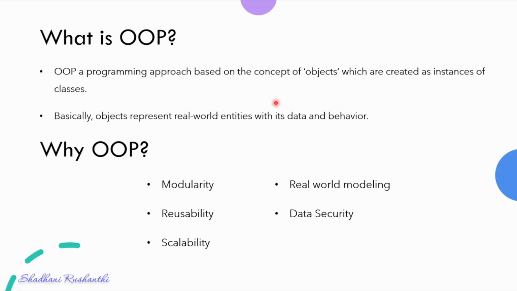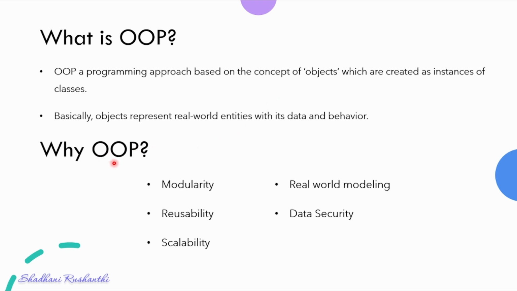First of all, let's take a look at what object-oriented programming is. Simply, object-oriented programming is a programming approach which is based on the concepts of objects. Basically, objects are created as instances of classes which represent real-world entities. An object contains the data and the behaviors of the real-world entity.